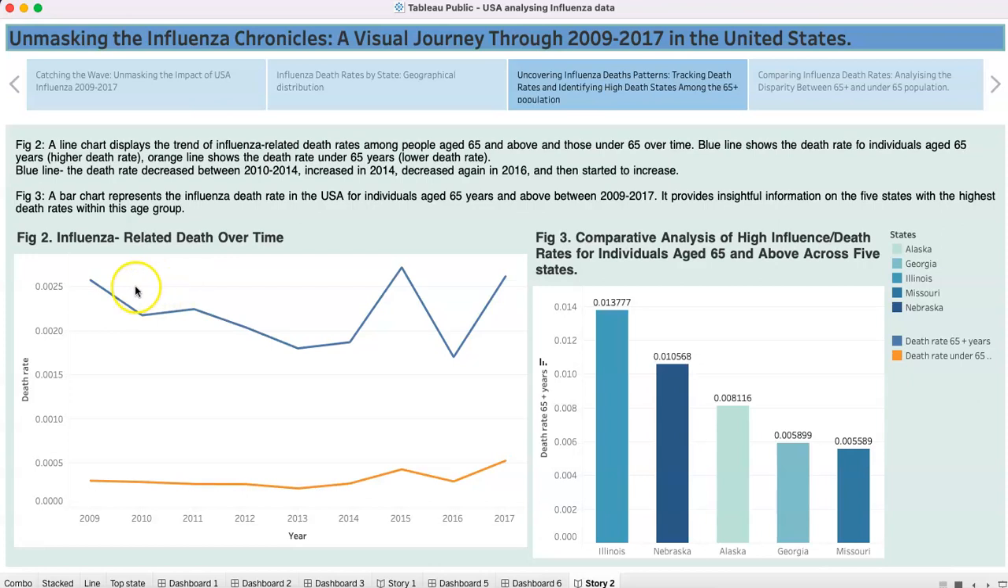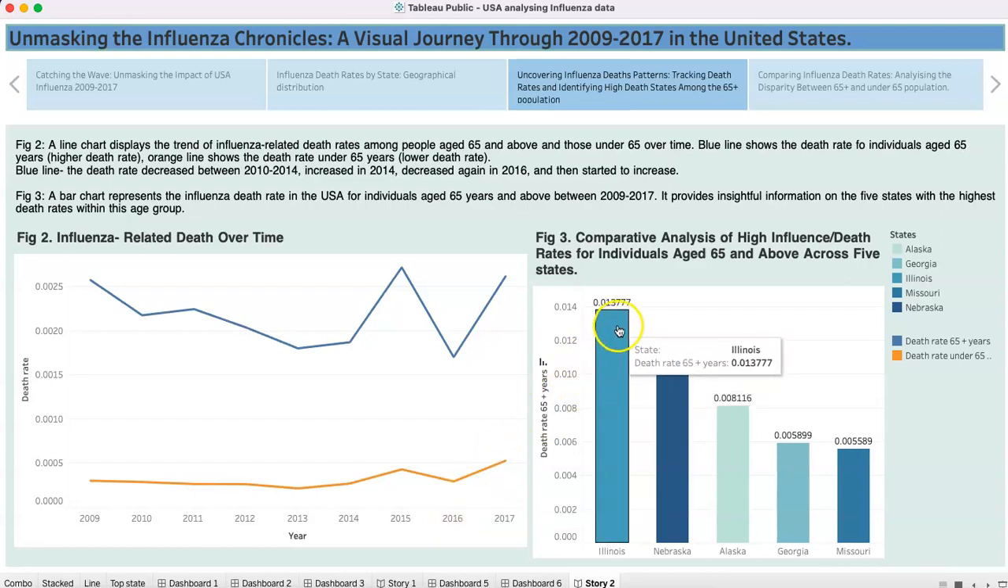As you can see, this blue line represents the death rate for individuals aged 65 years and above, and it is very noticeably higher than the orange line below, which shows the death rate for those under 65 years. And also you can see the death rate for individuals aged 65 and above decreased between 2010 to 2014, but in 2016 started increasing.